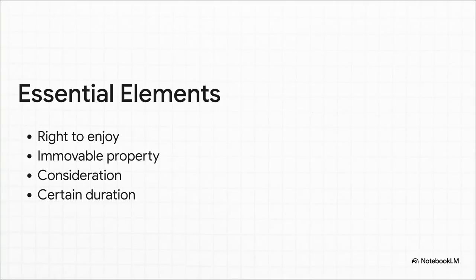These key components must be listed in distinct, unmerged bullet points exactly as they appear. Memorize these 4 precise elements. First up, transfer of right to enjoy, not ownership. Second, the property must be immovable. Third, consideration, which can be rent or premium. And fourth, a certain duration. Missing even one of these points is going to cost you precious marks.